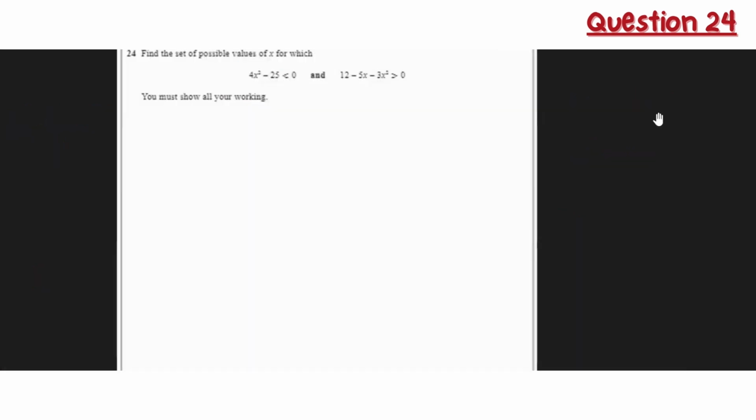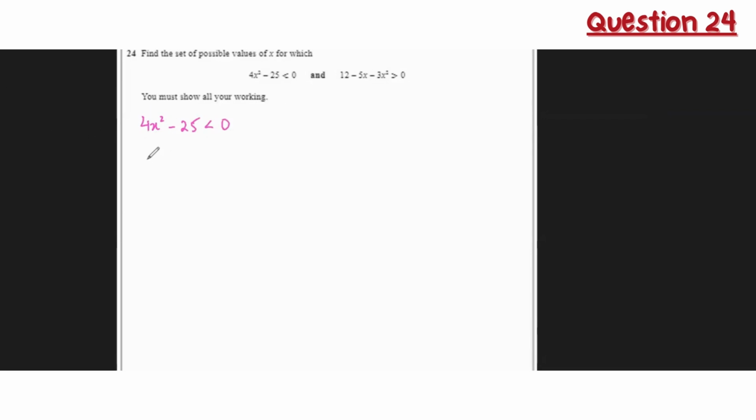Question 4, it says find the set of possible values of x for which 4x squared minus 25 is less than 0 and 12 minus 5x minus 3x squared is greater than 0. You must show all your working. So let's solve these two inequalities separately. So for 4x squared minus 25 less than 0, we need to factorize this inequality.